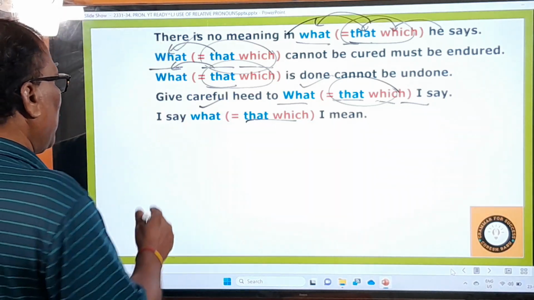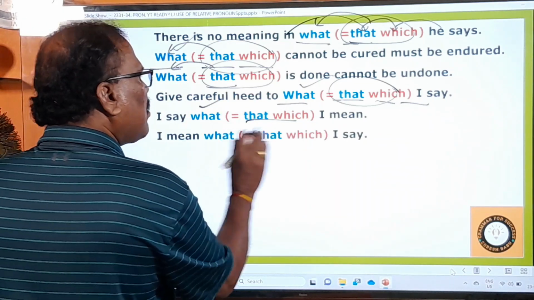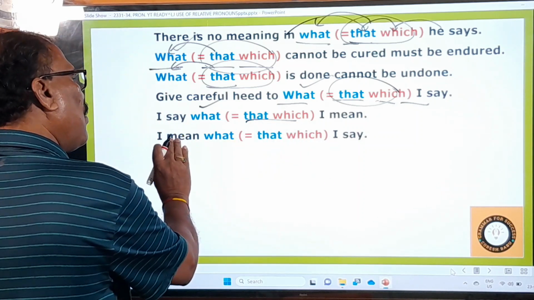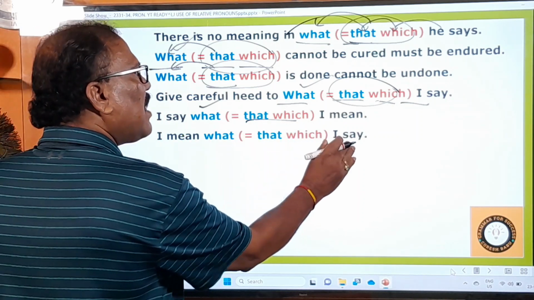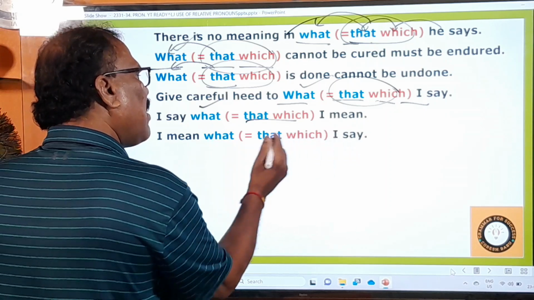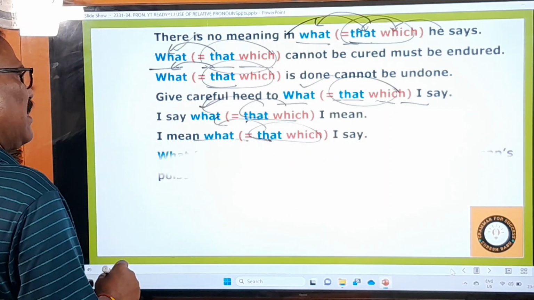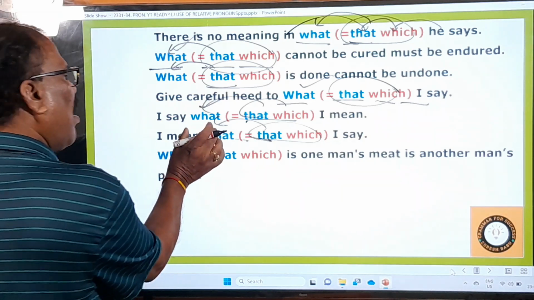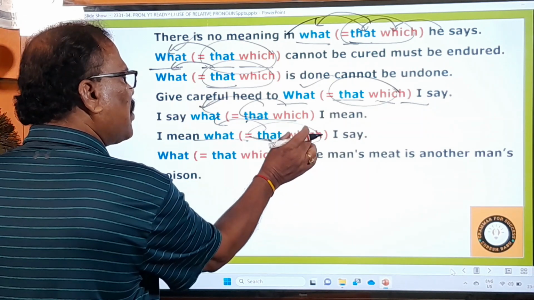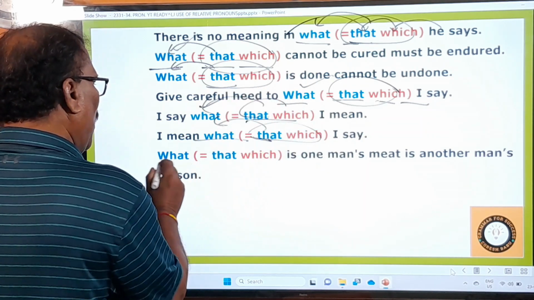Similarly, one more example is here. I mean what I say. I mean that which I say. Instead of these two things, we had better say, what I say. That is right. So remember, what is used instead of that and which, or something which.